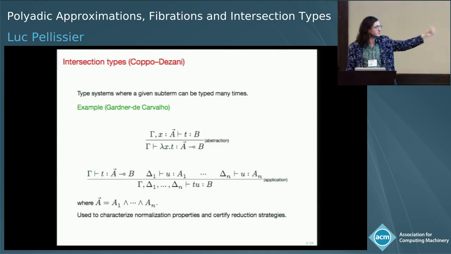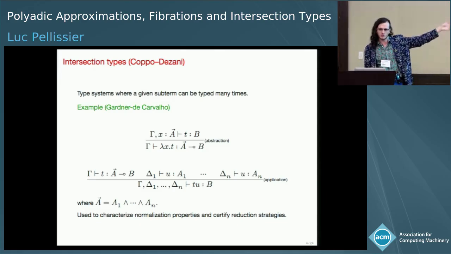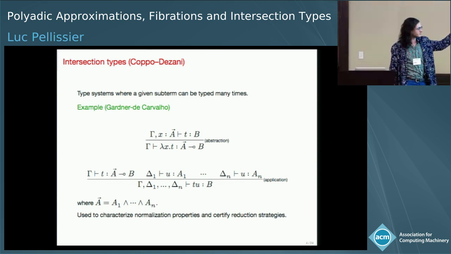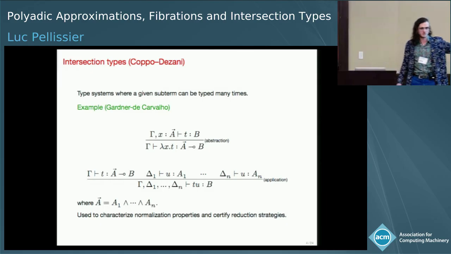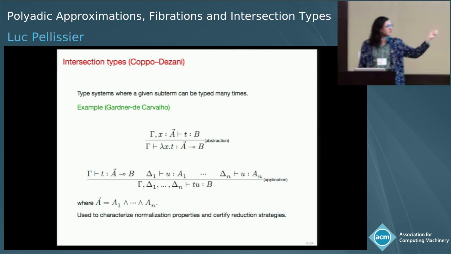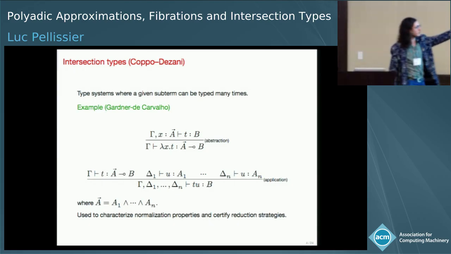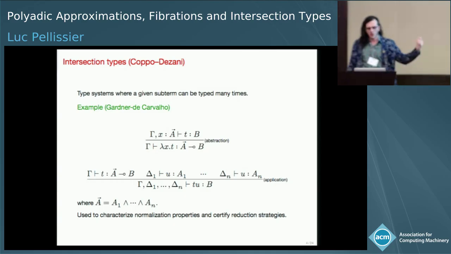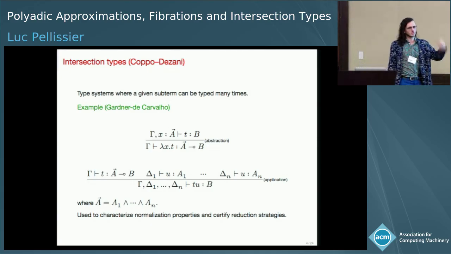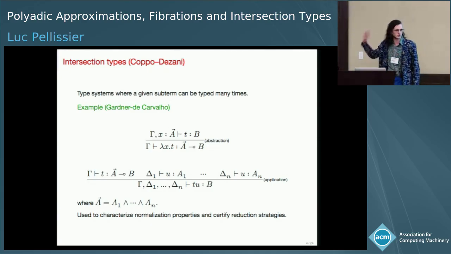a T applied to U, you can type U an arbitrary number of times, so here with different types A1 to AN, but in order for the application to be correct, you have to type the term T with all the types that are used for U. So here T is an arrow type with many types on the left and only one type on the right. They are used to characterize normalization properties, so different kinds of normalization, strong normalization, weak normalization.